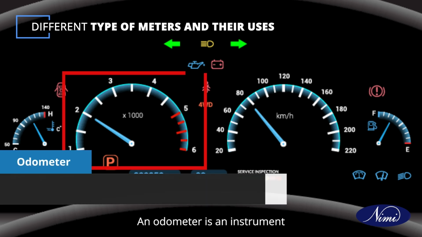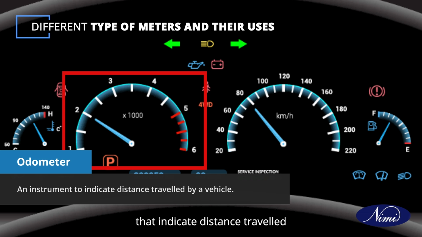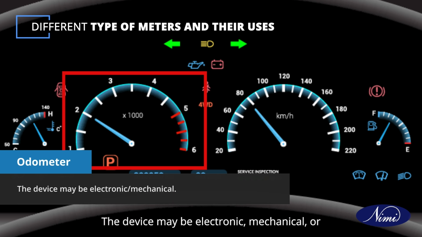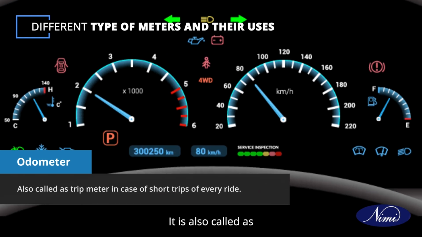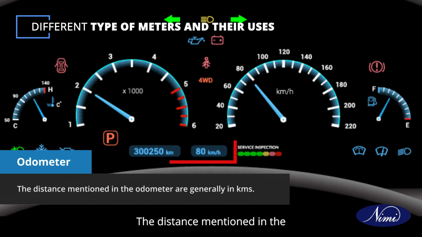An odometer is an instrument that indicates the distance traveled by a vehicle such as a motorcycle or automobile. The device may be electronic, mechanical, or a combination of both. It is also called a trip meter in the case of short trips of every ride. The distance mentioned in the odometer is generally in kilometers.